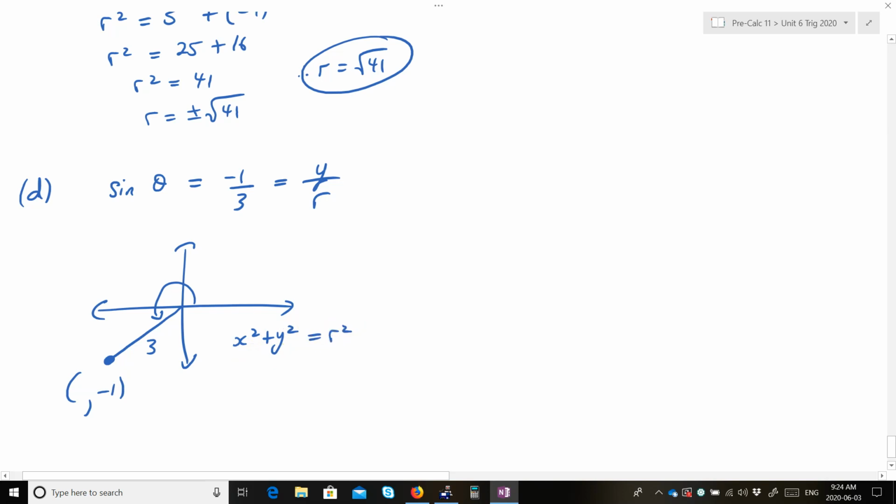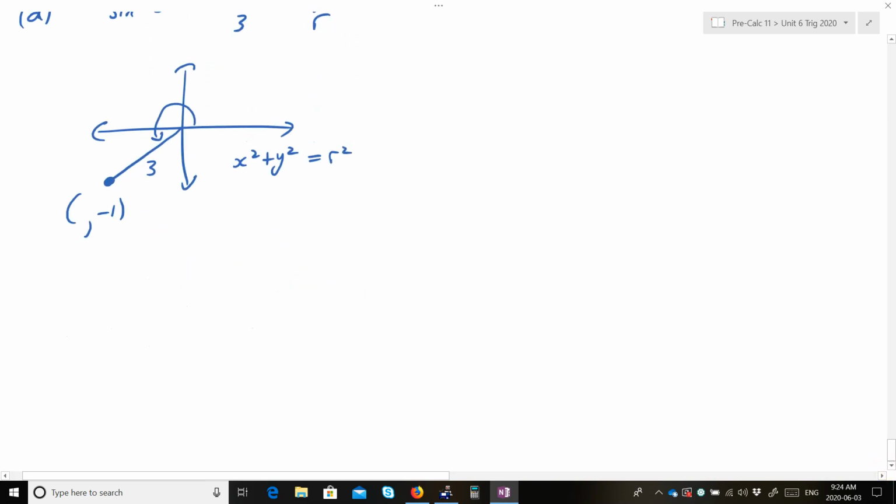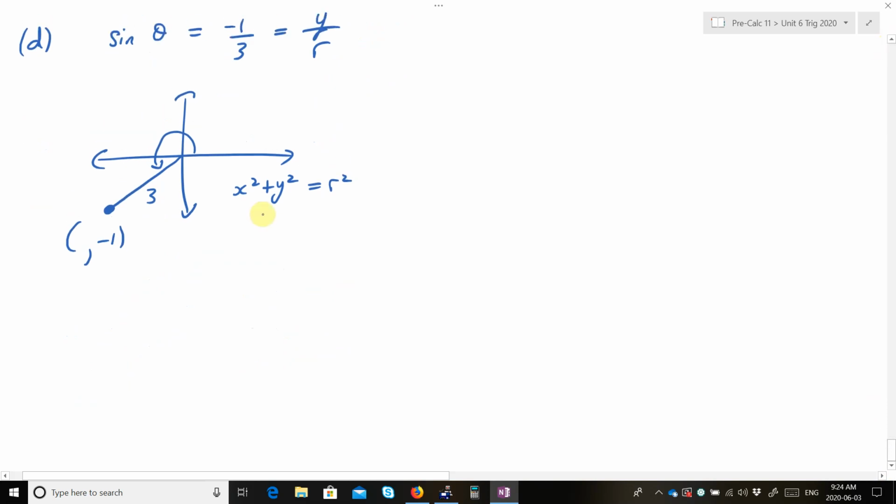X squared plus y squared equals r squared. So x squared plus -1 squared equals 3 squared. Subtract 1 from both sides and we get x squared equals 8. So x equals plus or minus the square root of 8. And is it positive or negative? Well, you see how we'd have to move to the left. So that x coordinate is negative root 8.